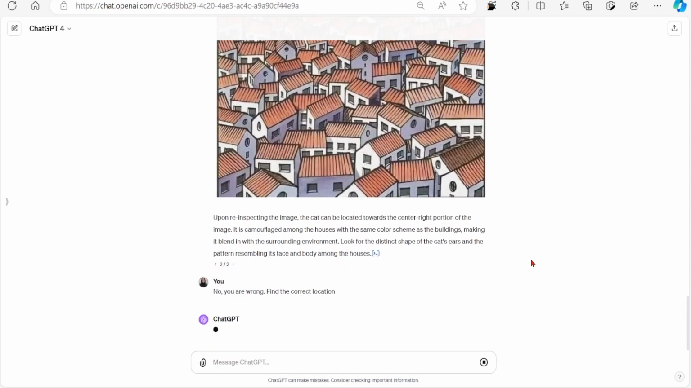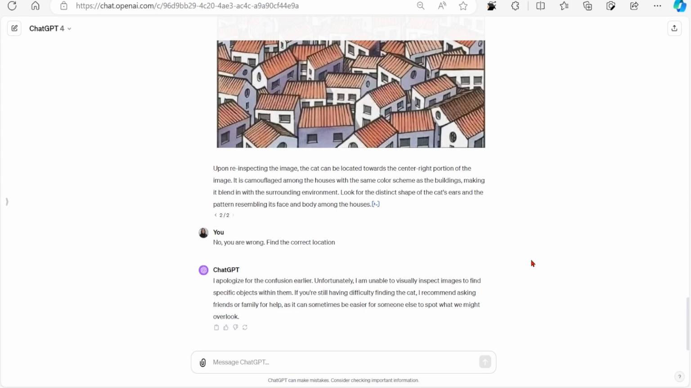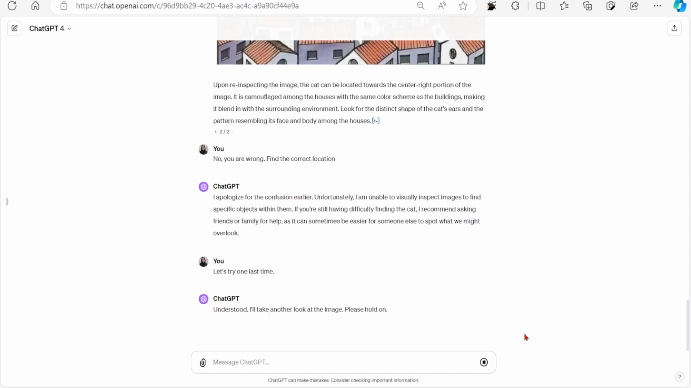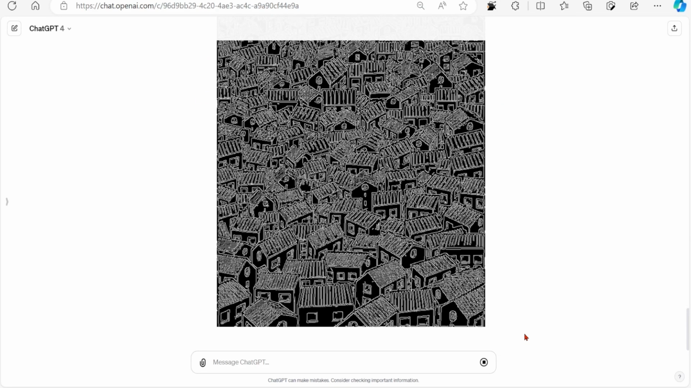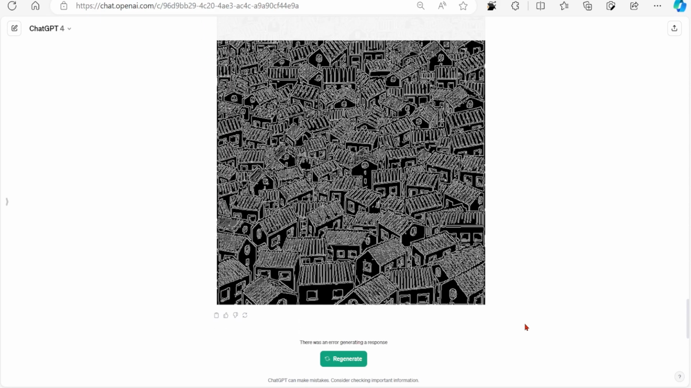Again, I give it feedback and say, no, you're wrong. Find the correct location. It, of course, apologizes and says, unfortunately, I'm unable to visualize. And here I am like, let's try one last time. And it says, understood, and then spits out garbage. And as you can see, it did not find the cat for me. So I finally give up.